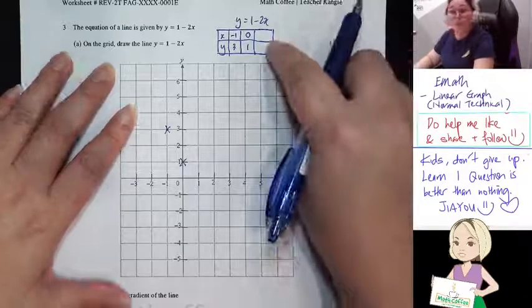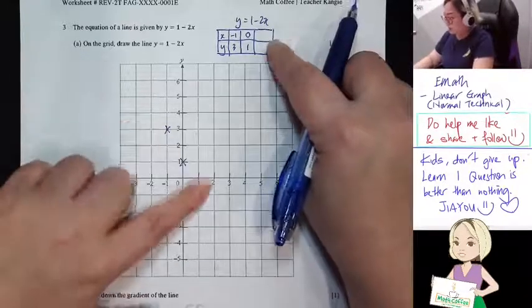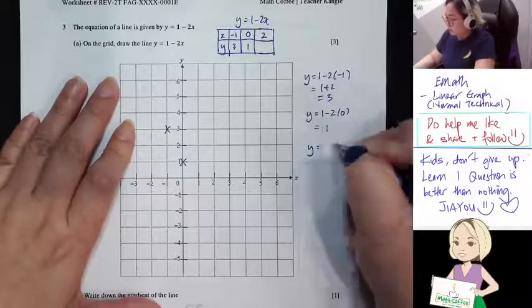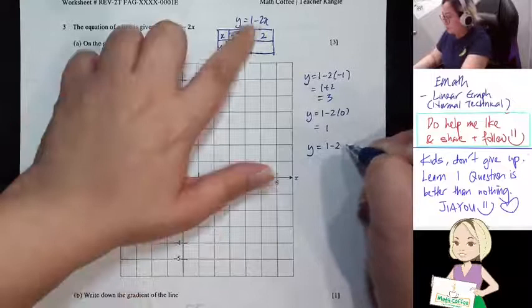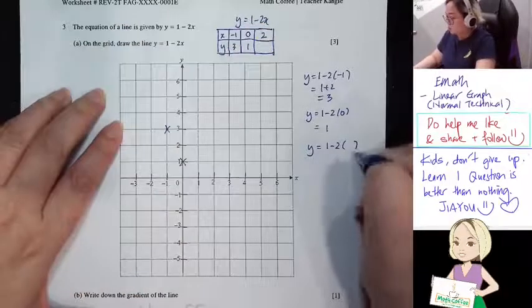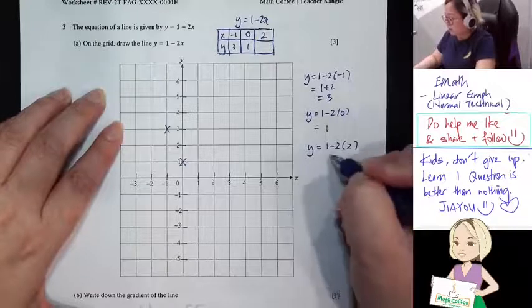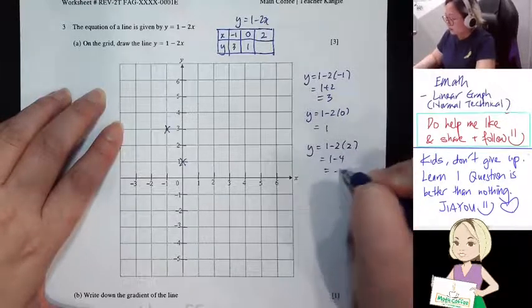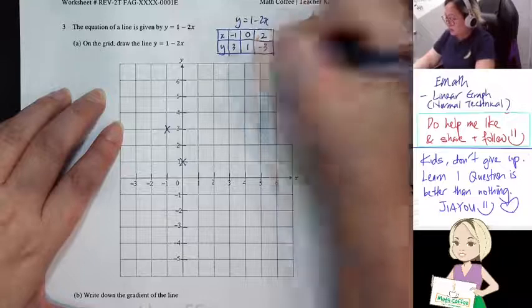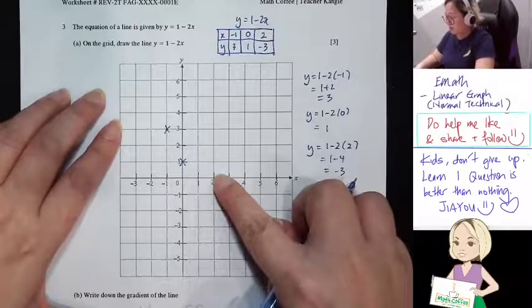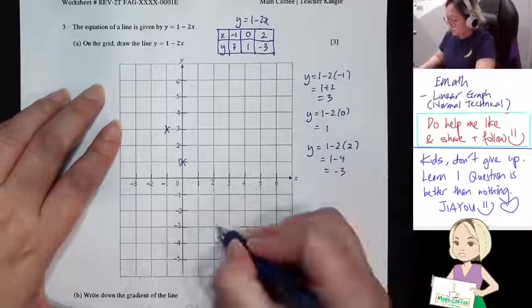And I need one more point. So let's say I'm going to sub in 2. Okay, let's sub in 2. So again, same thing, y equals 1 minus 2x. So replace the x with a bracket and throw 2 inside. If you press the calculator, it will be 1 minus 4. So it is negative 3. So here is negative 3. So coordinate x, you go in 2, and then after that minus 3, which is here. So mark a point there.